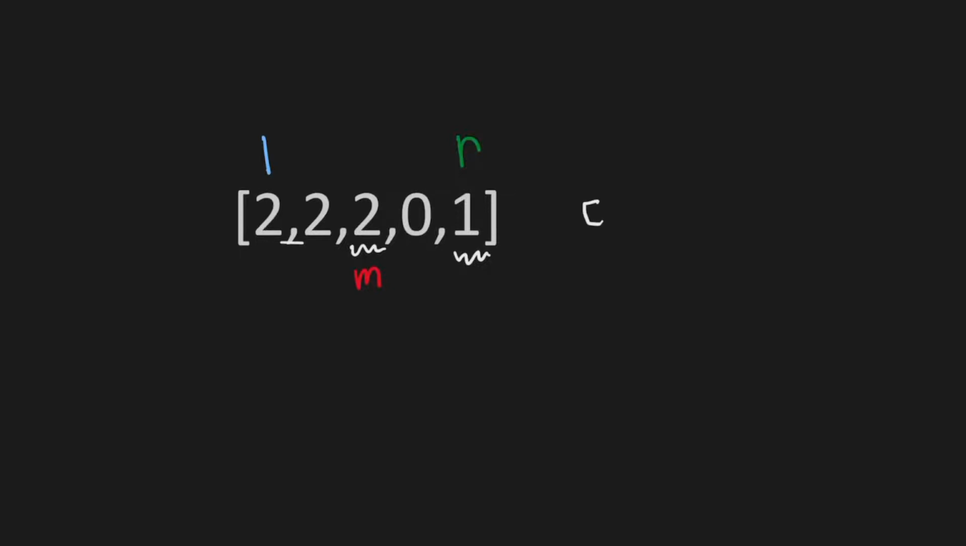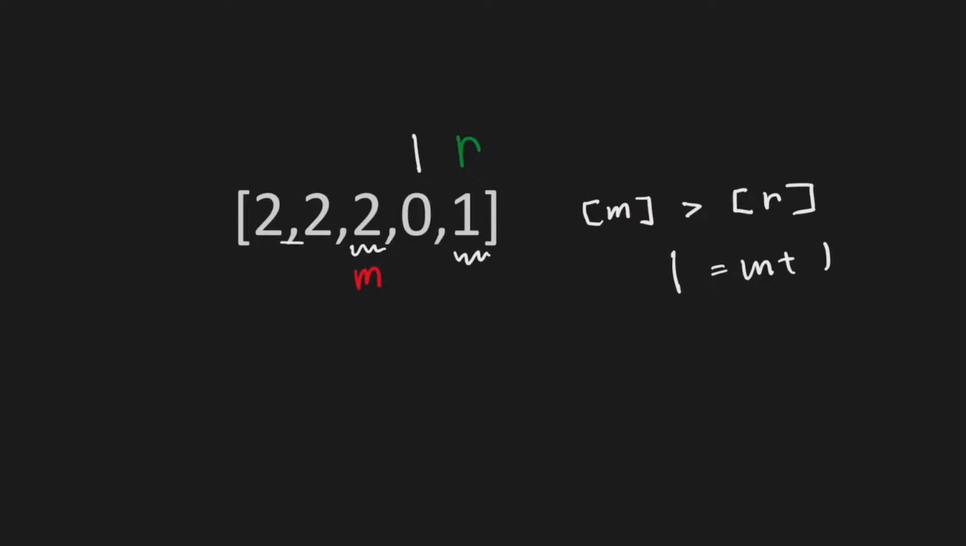So if the value at the midpoint is greater than the value at the right pointer, then we're trying to find the smallest number, so m cannot be the smallest number. So we're going to shrink the binary search. Since it's in non-decreasing order, we can ignore the left side of the midpoint. So we can move the left pointer to m plus 1. So in this case, we can move the left pointer.